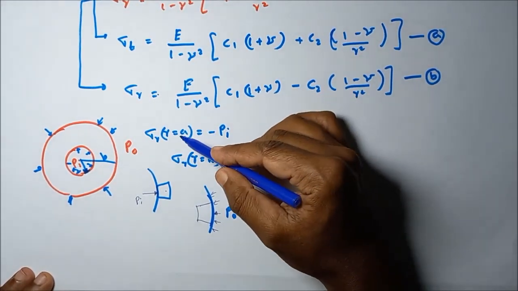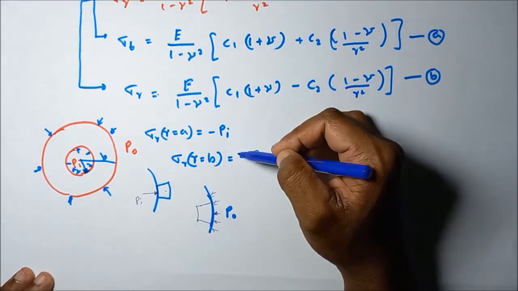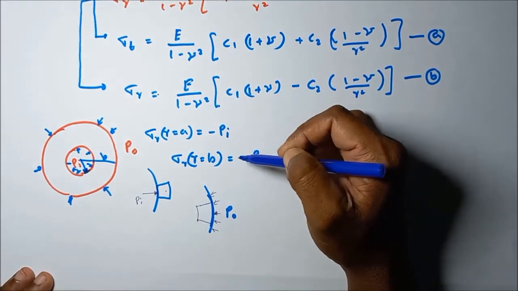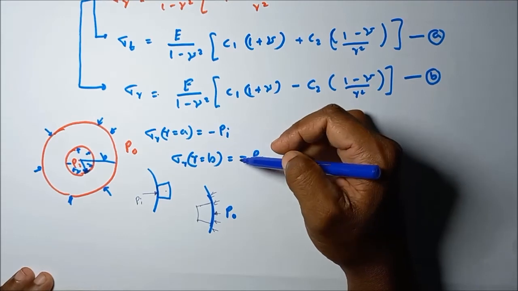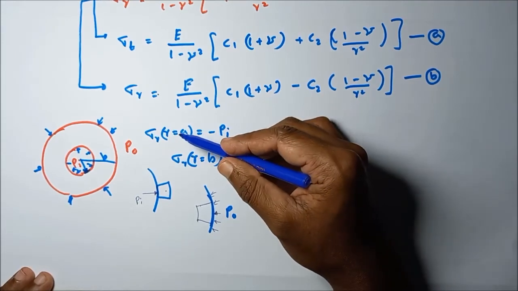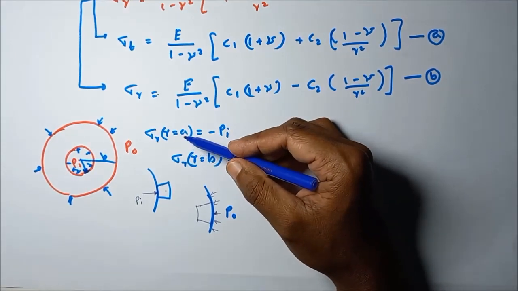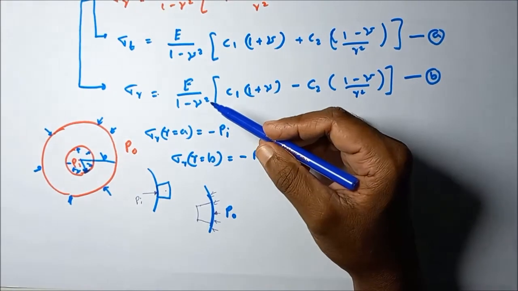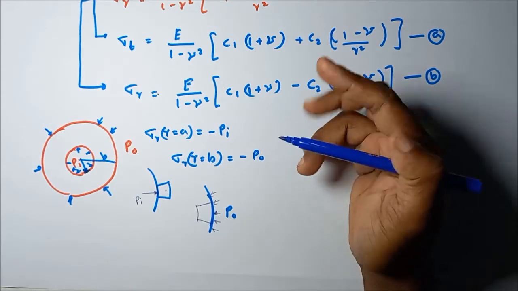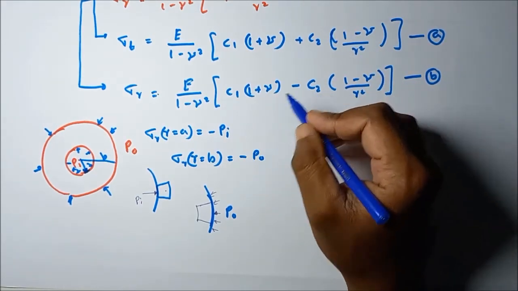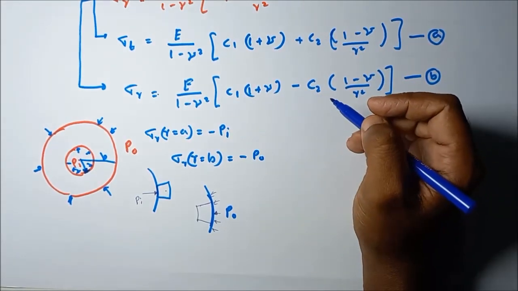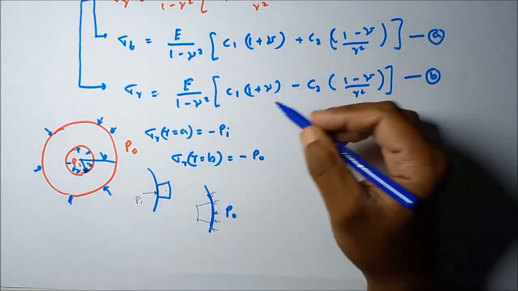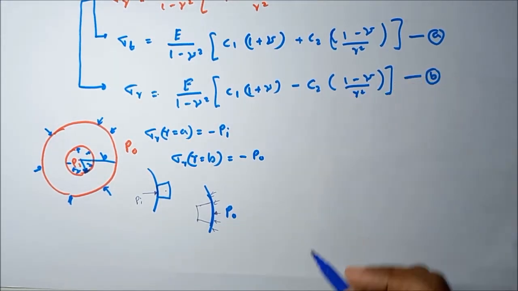At the two boundaries, we know the two stresses. What are the two boundaries? R is equal to A and R is equal to B. We know the stresses, the sigma R values. Then we can develop two equations. Here we have two unknowns. Then we can find the C1 and C2 unknown constants. That is the way we are going to find the C1 and C2 unknown constants. Let's see how to find that.